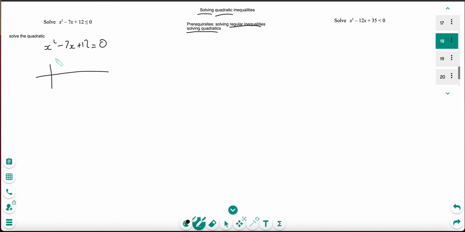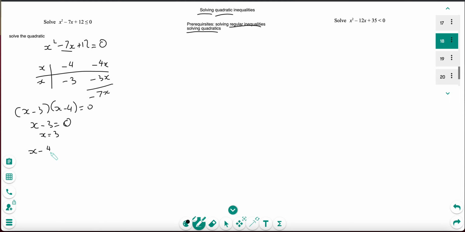Think of two numbers that make x squared: x times x. Think of two numbers that make 12: negative 4 and negative 3 multiply to make positive 12. x times negative 4 is negative 4x, and negative 3x, that makes negative 7x. Perfect. So (x minus 3)(x minus 4) equals 0. So x minus 3 equals 0, so x is 3.